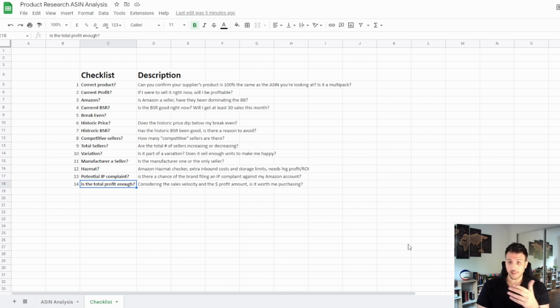And then lastly, is it worth the profit? Is the monthly profit good enough to warrant you actually buying this product? So these are the things we're going to look at. So I'm going to show you the Excel where I actually record all the data.